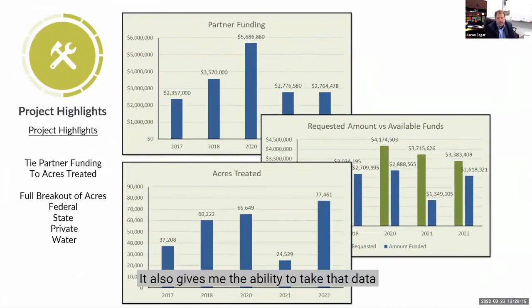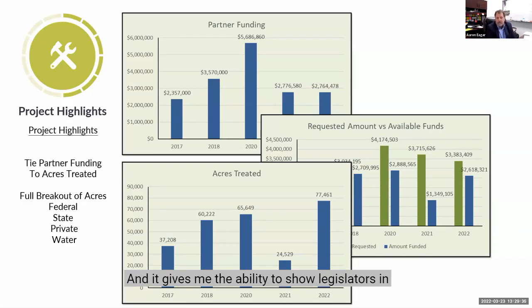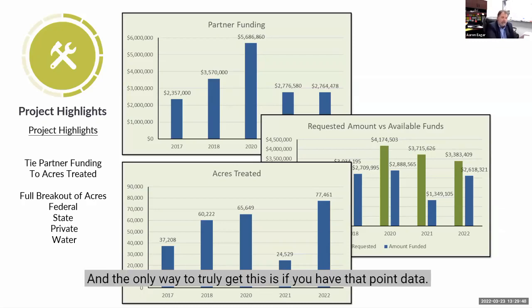It also gives me the ability to take that data out of EDDMapS and then run acres treated. And then I can pair acres treated based on partner funding, and then I compare that to requested amount versus available funds. And it gives me the ability to show legislators and different groups that we need more money, that our cause is good, and that we're being very successful in how we are utilizing their money. And the only way to truly get this is if you have that point data.